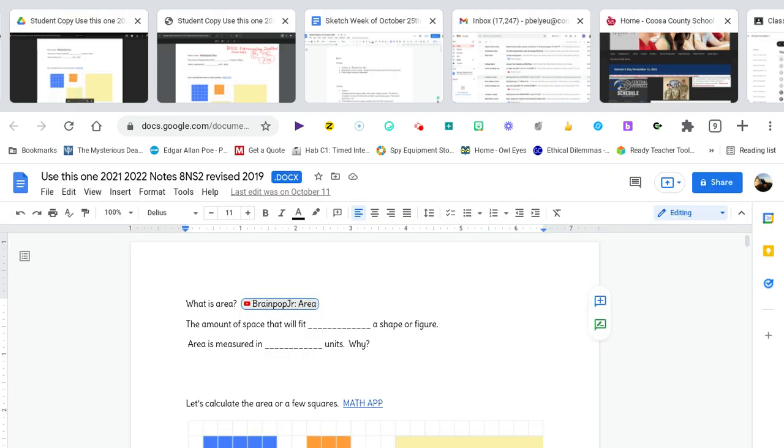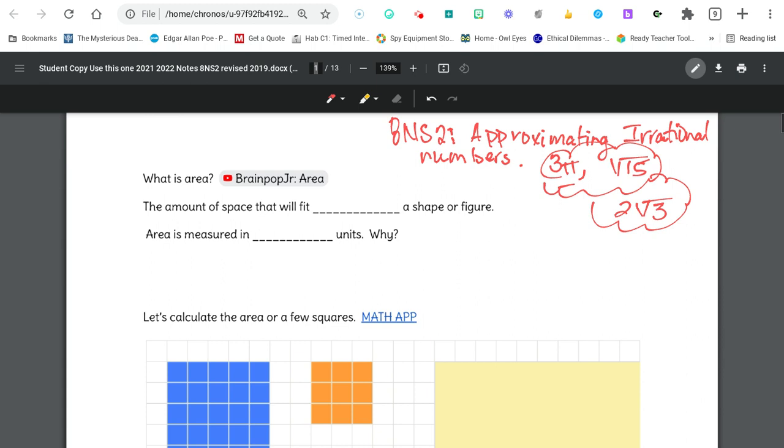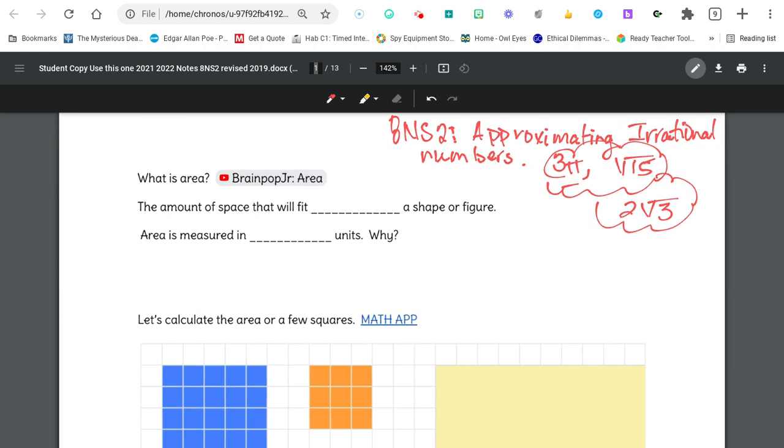All right, guys. And so you're going to see why I started off with area by the end of the lesson, but let's just talk about what area is. It says the amount of space that will fit. So what is area? The amount of space that will fit, and you need to fill this in with inside a shape or figure. Area is measured in square units. And the reason why it's measured in square units is because area is the actual amount of squares that will fit inside of a figure.